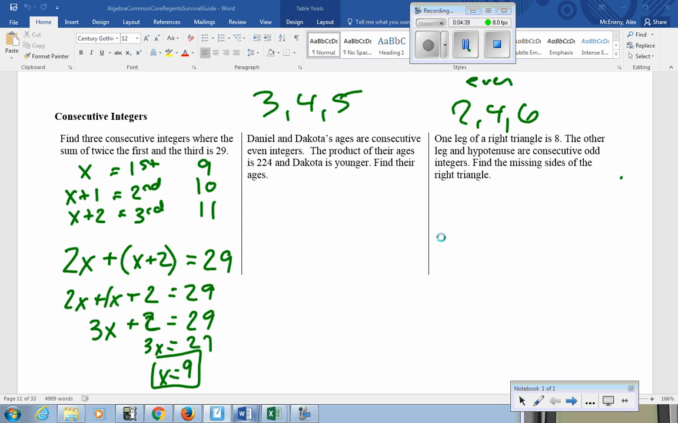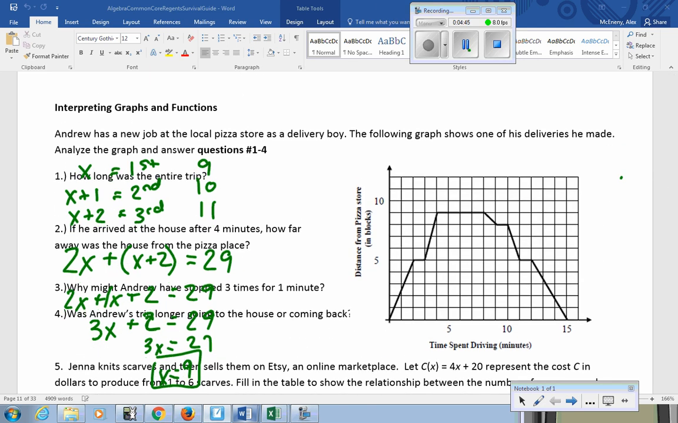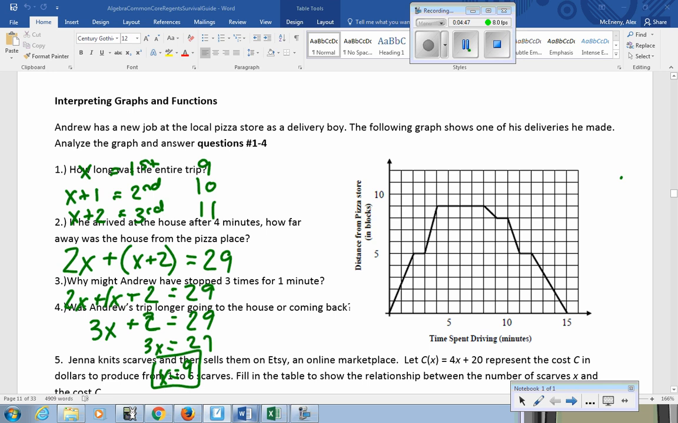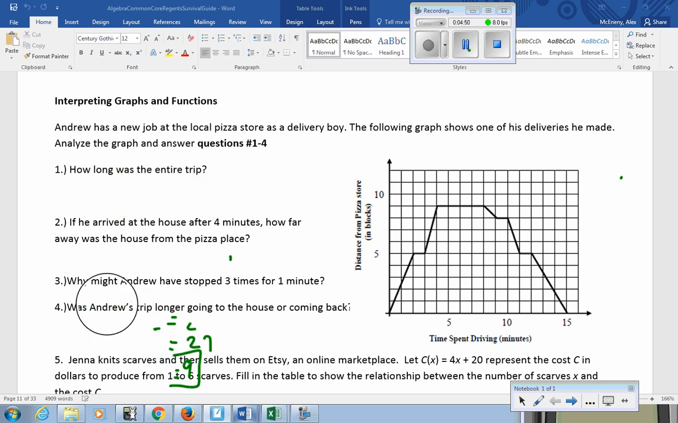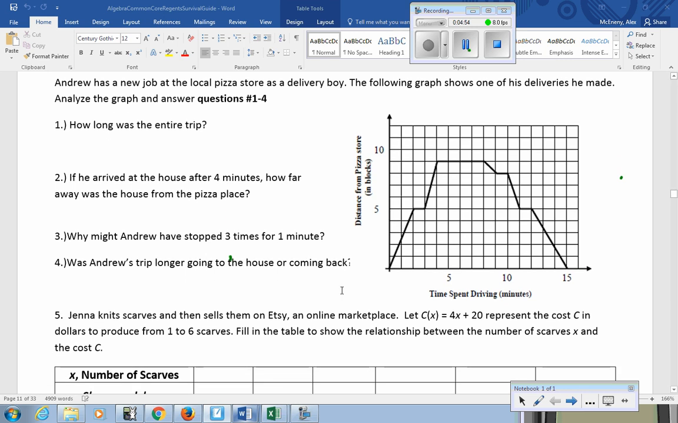So pretty similar with the other ones, try to make sure you set it up correctly. That's the biggest thing. So let's move on to interpreting graphs and functions. And the focus on these questions would be definitely to understand what the question's about.